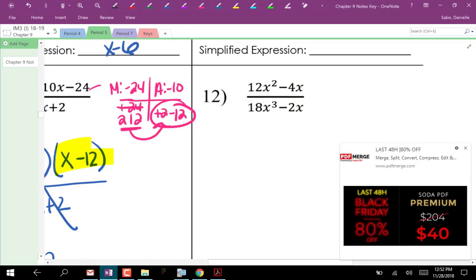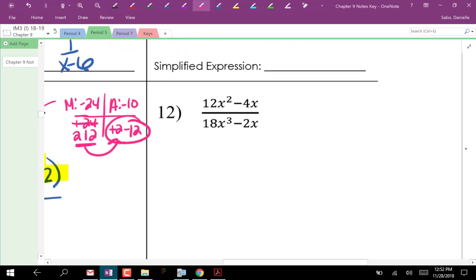Okay. So I want to do number 12, but I need to change something on the notes. Here. Hold on. I'm going to change this to a 2. If you guys can change that to a 2 for me, that'd be great.